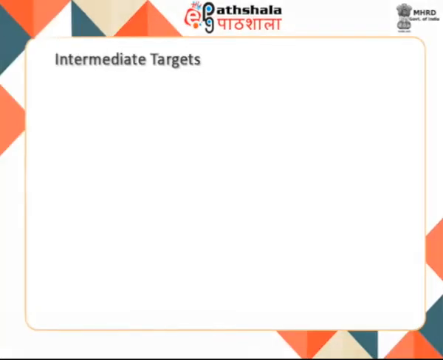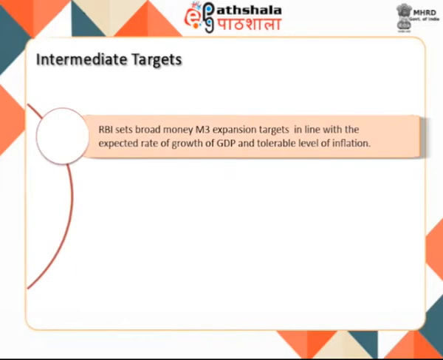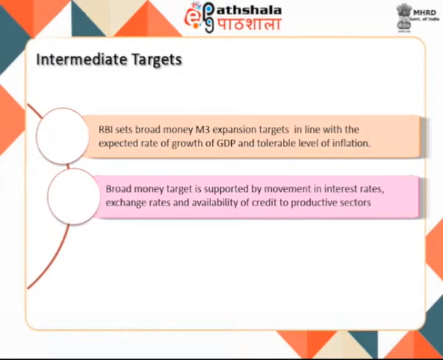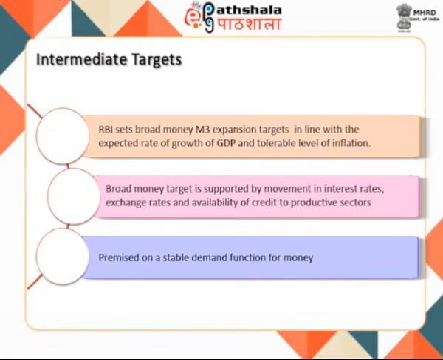The conduct of monetary policy in India has traditionally proceeded with the help of an intermediate target, which the central bank could influence directly and which bears a reasonably close relationship with the ultimate objectives. The Reserve Bank of India sets indicative broad money (M3) expansion targets in line with the expected rate of growth of GDP and a tolerable level of inflation. The broad money target is also supported by a number of other indicators such as movement in interest rates, exchange rate, and availability of credit to productive sectors of the economy. Monetary target is premised on a stable demand function for money.